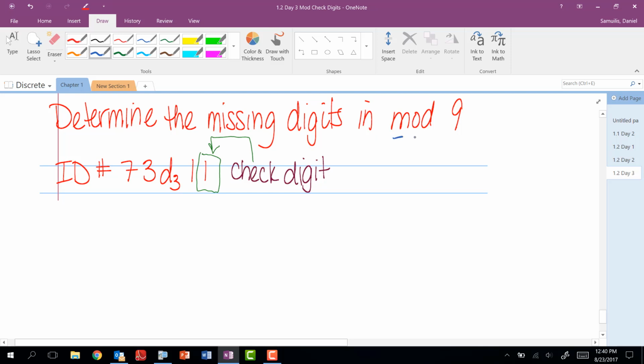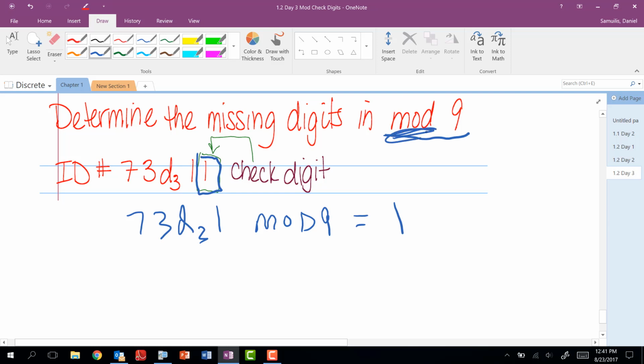This is those special little questions where we determine the missing digit. Now it is noted as a mod 9 scheme, so that means we're back to our original. We are going to do 7, 3, D3, 1, in a different position. Then we're going to mod 9 this, and that should equal 1, because that's what the check digit is. In a regular mod scheme, non-European note bank scheme, the check digit is the last digit, and it is found by modding the previous. And we know we can switch these two.